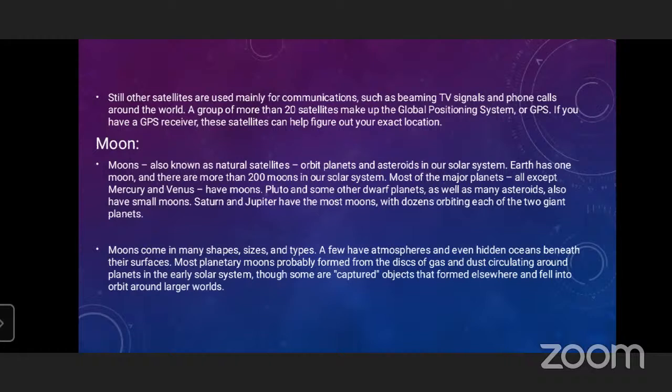Moon. The moon, also known as a natural satellite, orbits our Earth. Earth has one moon, and there are more than 200 moons in our solar system. Most of the major planets, except Mercury and Venus, have moons. Pluto and other dwarf planets, as well as many asteroids, also have small moons. Saturn and Jupiter have the most moons. Moons come in many shapes, sizes, and types.